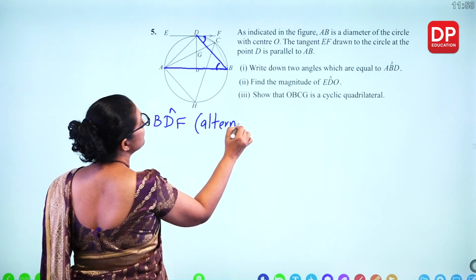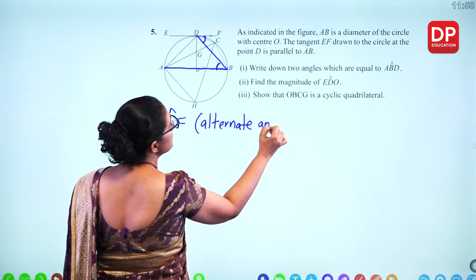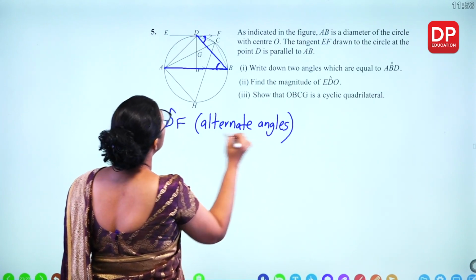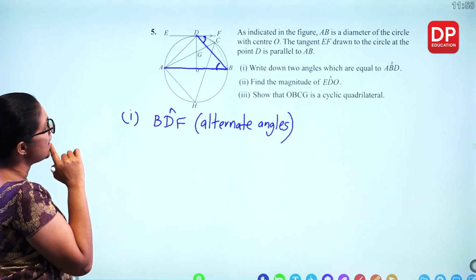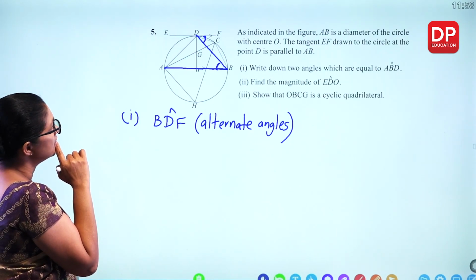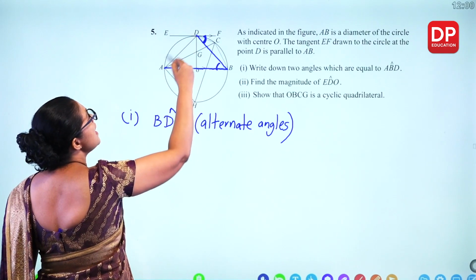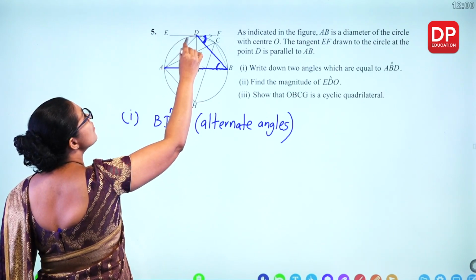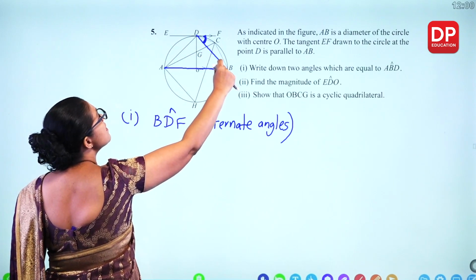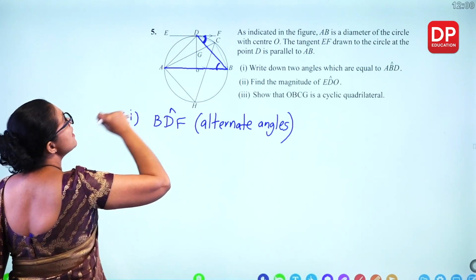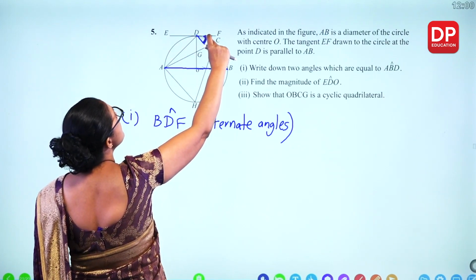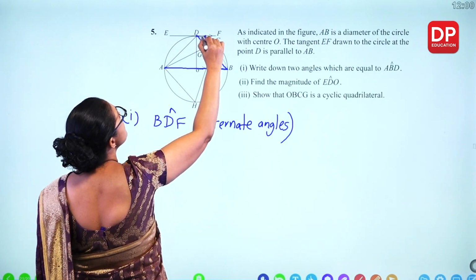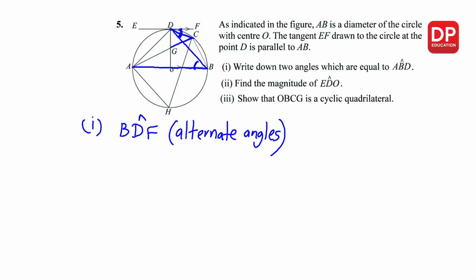Alternate angles. Now we need to find out another angle. What's the other angle? Now look at the AD chord. When you take the AD chord, this is the angle in one segment, so that's equal to the angle in the same segment here. Can you identify that one? DCA angle. So same segment angle.